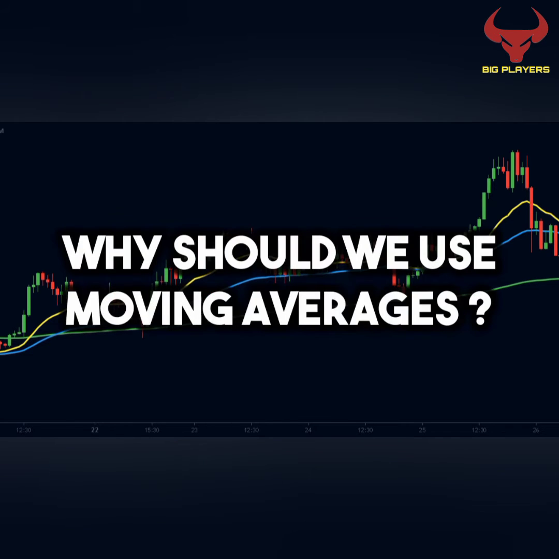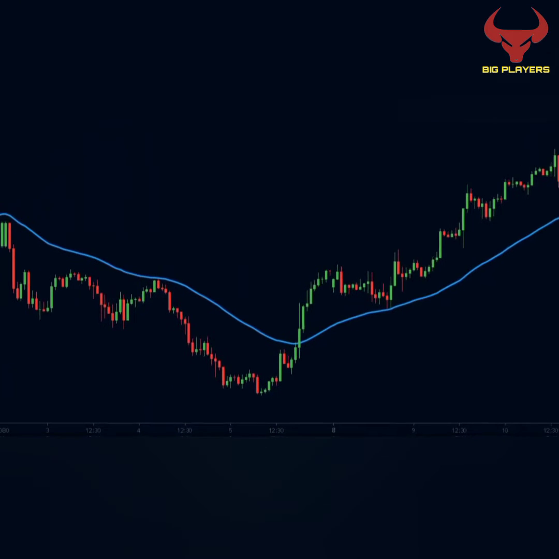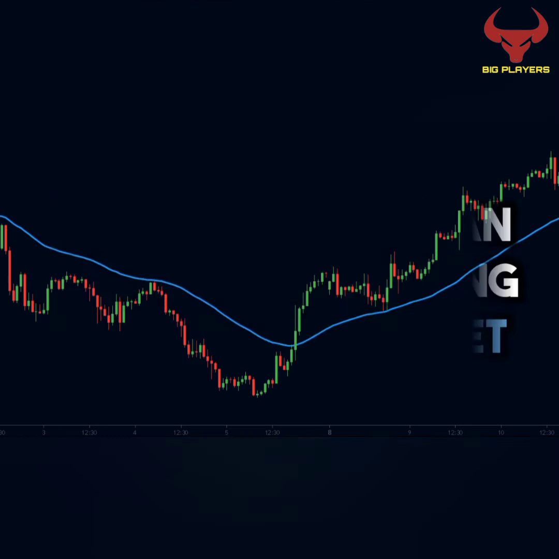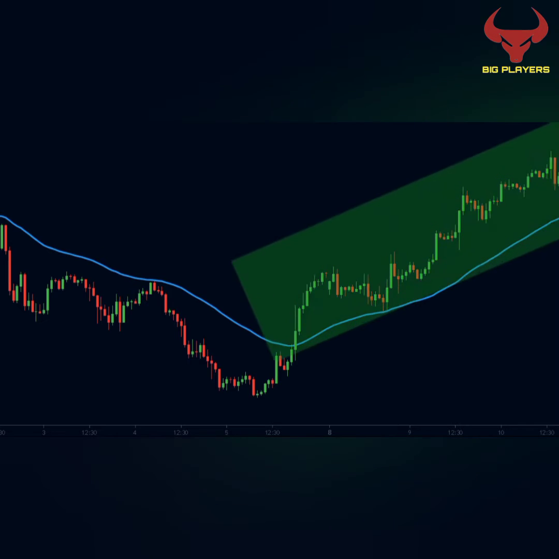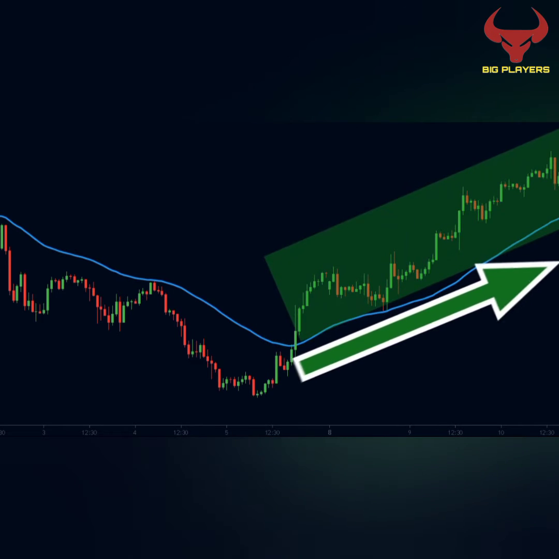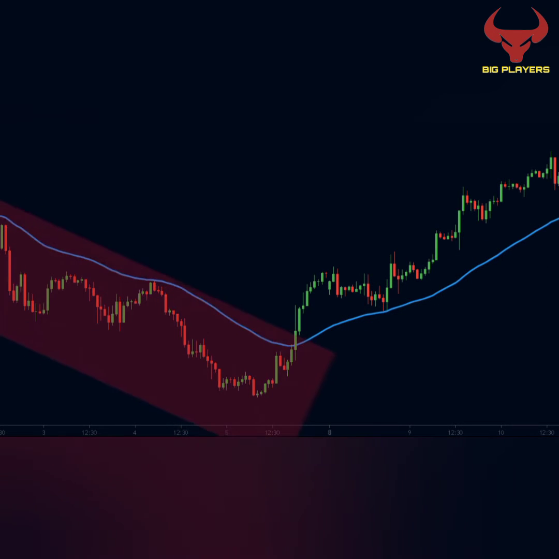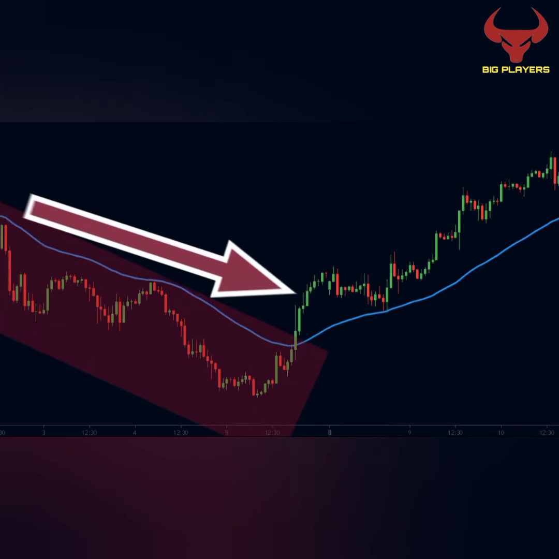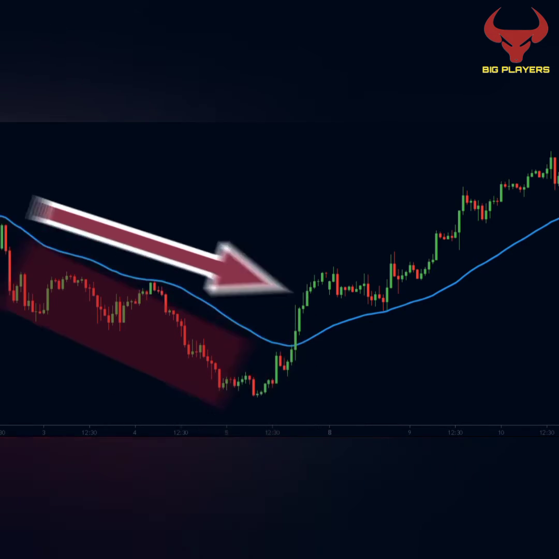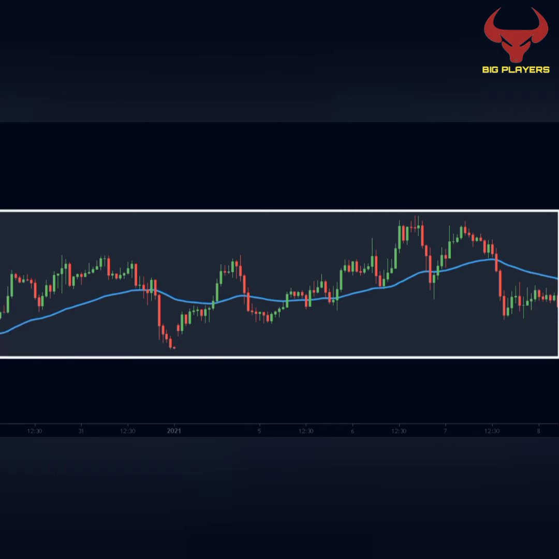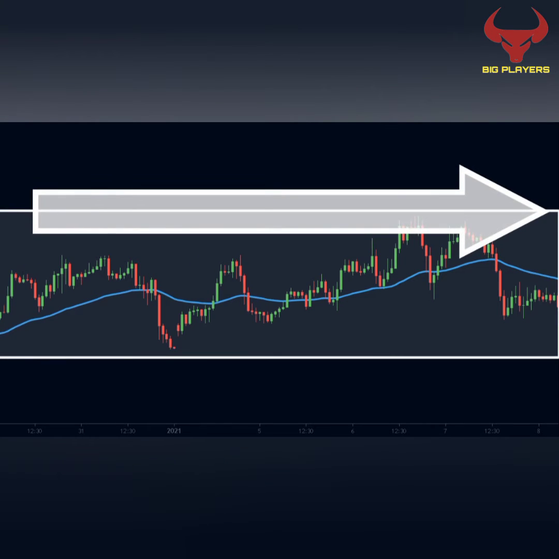So, why should we use the moving average indicator? Reason number 1. Moving average can help us in identifying the trend of the market. One of the basic uses of a moving average is that it clearly shows us the trend of the market. For instance, if the price is above the moving average, and the moving average is sloped upwards, we can say that the price is in an uptrend. Similarly, if the price is below the moving average, and the moving average is sloped downwards, we can say that the price is in a downtrend. Lastly, if the price is revolving around the moving average, and the moving average is flat, the market is said to be in a sideways trend.